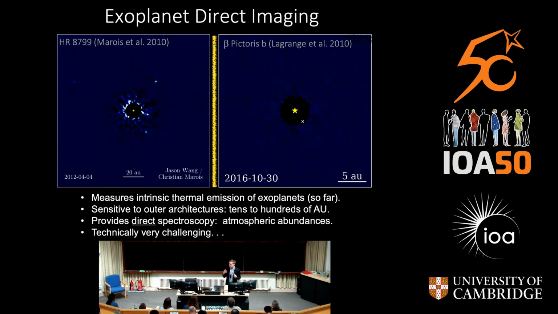We're really sensitive to these outer architectures of planetary systems, tens to hundreds of AU, and I'll draw your attention to those scale bars on there. But the real advantage of getting these photons directly from the atmosphere of the planet is that we can do direct spectroscopy. And this really gives us a window into atmospheric abundances and detailed characterization.